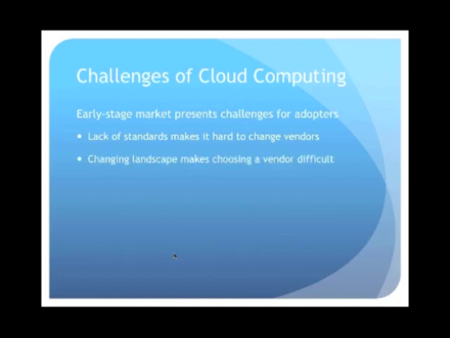There's a changing landscape. New suppliers are coming into the market. Old ones are leaving the market as they find it wasn't a profitable market for them. So if you start with a vendor this week, maybe that vendor isn't going to be there next week. Okay? If they've got your data, this could be an issue. Right?